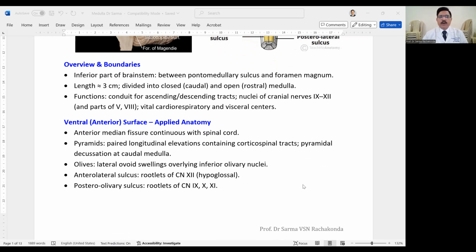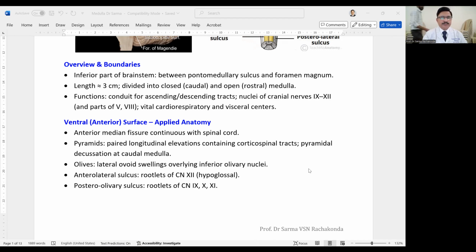The pyramids are two paired longitudinal elevations containing the corticospinal tracts and the pyramidal decussation at the caudal part of the medulla, or lower part of the medulla. Olives are two lateral ovoid swellings overlying the inferior olivary nuclei. You can see here the green ones are the olives. They are sitting directly on the olivary nuclei. That's why they are called the olivary bodies. The projections there are the pyramids.